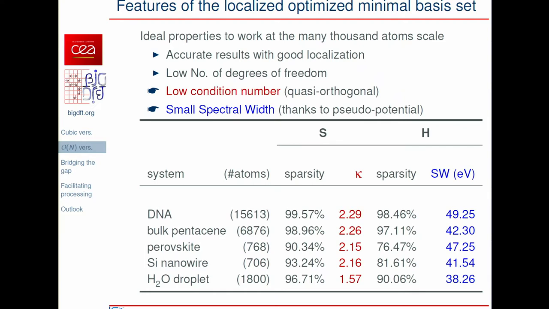The second point is that, because we use pseudopotentials and because of our scheme to optimize our minimal orbitals, we have a small spectral width. This is really important for the CheSS algorithm, because due to this small spectral width, we can use this kind of algorithm very efficiently. And of course, the sparsity is more than 90%. It depends on the system and on the size of the system.